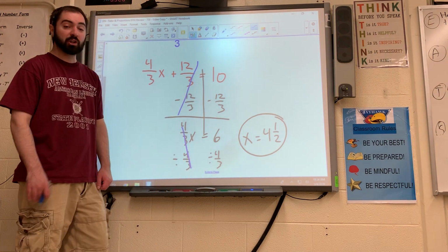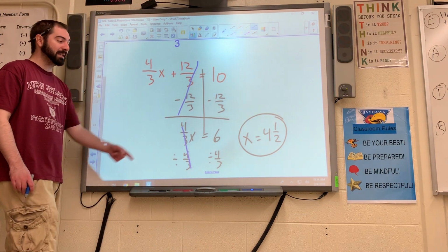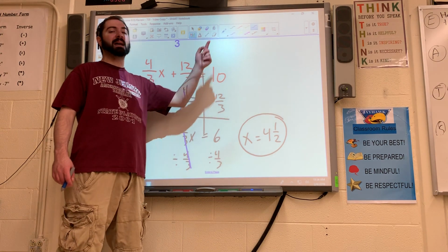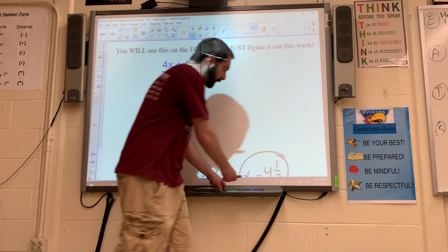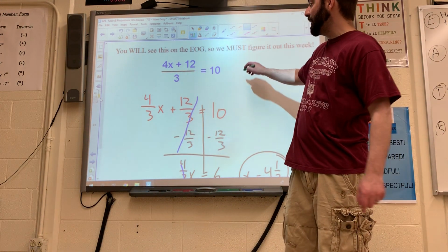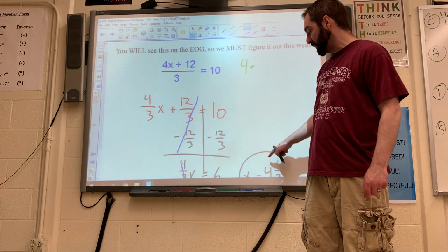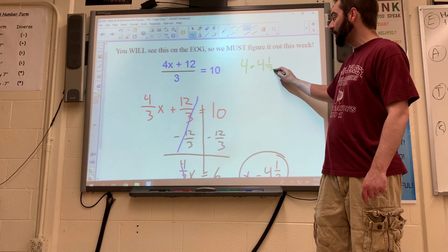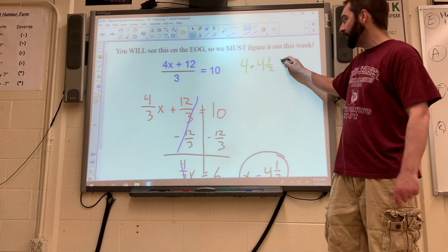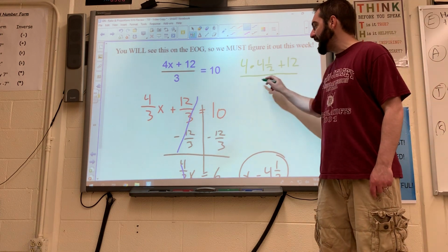Now, again, just like all algebra problems, I can take my answer and plug it back in to check my work. I'll show you that now. In green here, the real problem was 4 times x. Well, now I know x is worth 4 1/2. So it's 4 times 4 1/2 plus 12, all being divided by 3.